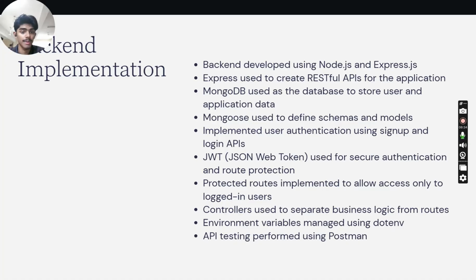Backend implementation. The backend was developed with Node.js and Express. Express was used to create RESTful APIs for the application, and MongoDB as the database to store application data. Mongoose was used to define schemas and models, and we implemented user authentication using sign up and login. Protected routes were implemented to allow only logged-in users. Controllers are used to separate logic from routes. Environment variables are managed in .env, and API testing was performed using Postman.